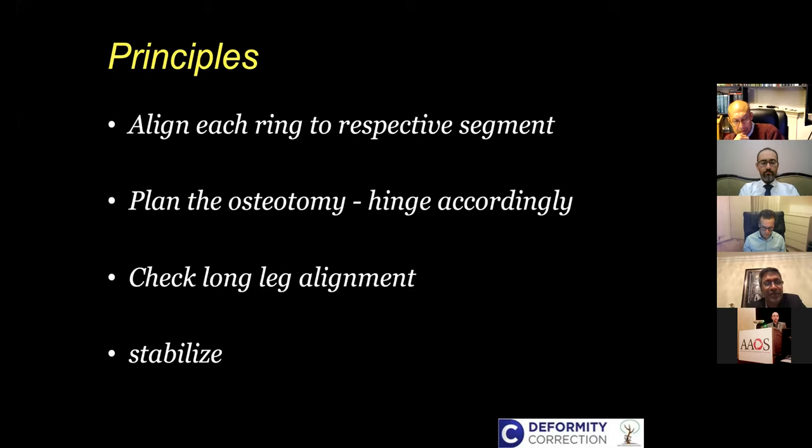The most important thing is we need to align each ring to its respective segment, so it's got to be perpendicular and in the right plane, anatomical or mechanical. You need to decide which plane you're correcting. Then you plan the osteotomy, and then we expect that each time we put our hinge at the CORA, and therefore it will translate appropriately. We check your alignment, and then we stabilize with either a plate or a nail.